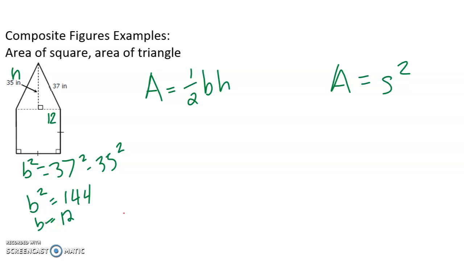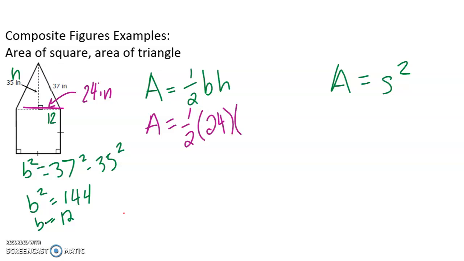Now, since I'm looking for the entire triangle, I'm going to multiply that by 2 and get that this side is 24 inches. You could also find the area of half of that triangle and then just multiply it by 2 at the end. So now that I have all the values that I need, I can substitute them into my formula: 1/2 times 24 times 35. And our area for that piece is going to be 420 inches squared.